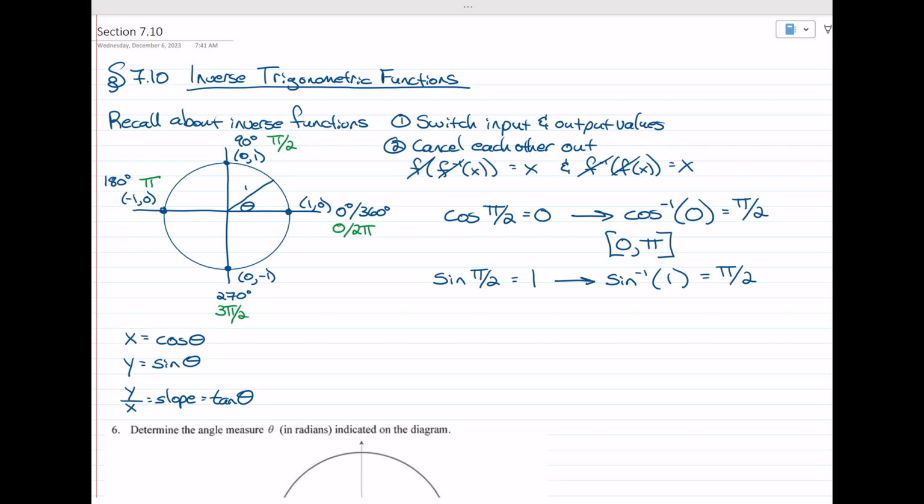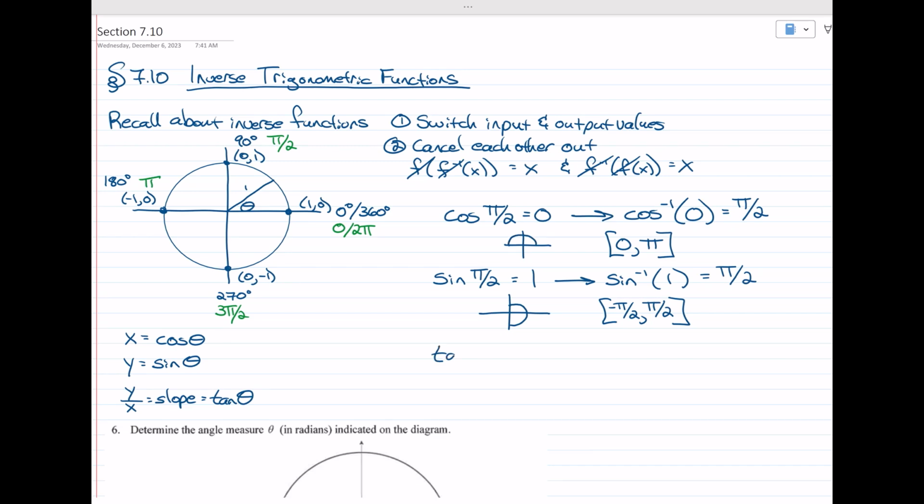One thing to keep in mind with inverse sine is that inverse sine is defined from negative pi over 2 to pi over 2. So when we go to get an answer, inverse sine is going to give us a value from here to here. Inverse cosine is going to give us a value from here to here.